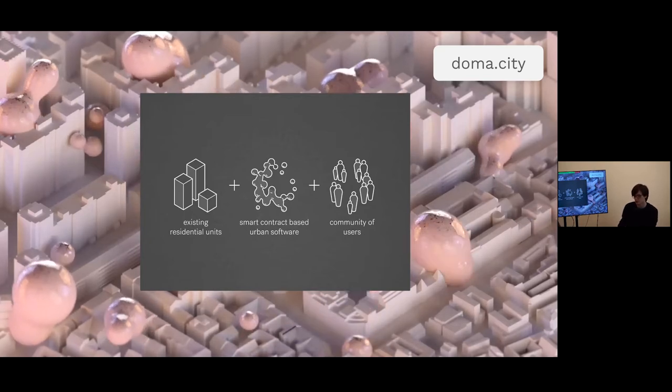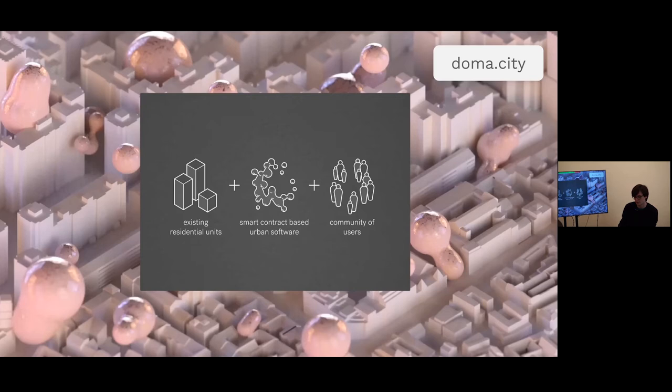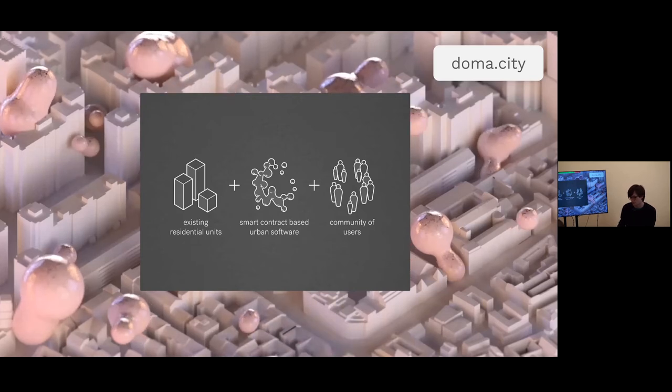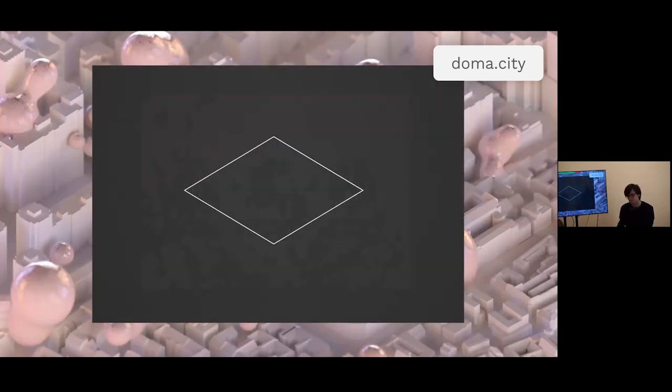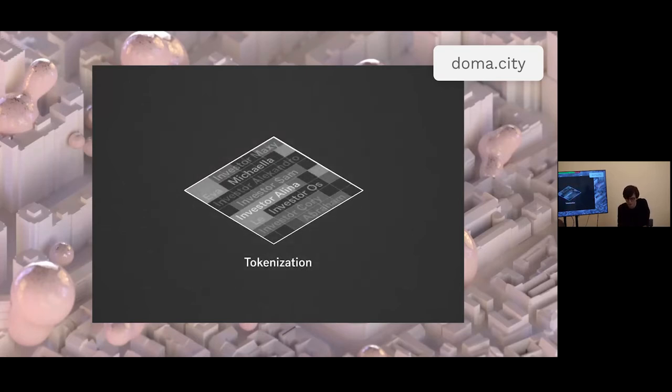And here, the main idea of this project is to connect existing residential units, existing flats, with the users of DOMA in a different way. So the two basic tools that we've devised to make this possible, the first one of them is tokenization or fractionalization of ownership. Again, it's something that can be easily problematized. It should be looked at in a very careful way.